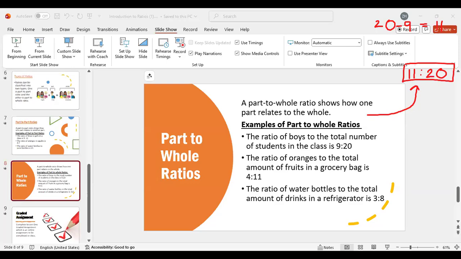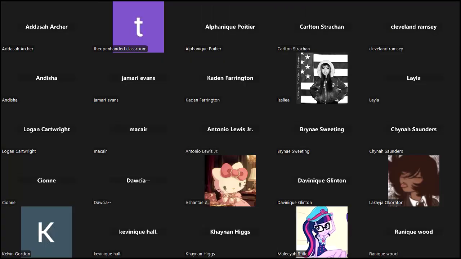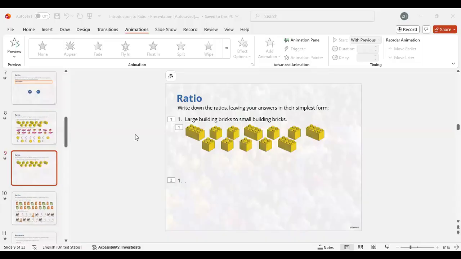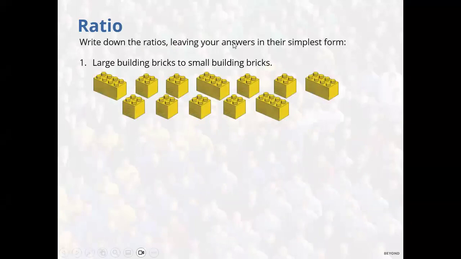Okay, so let's look at this example, and we can move on from this example. I'm going to show you how to simplify them right now. Let me stop sharing and share my screen again so y'all can see it. Okay, good. So here we have this example. The first thing we want to do is write down the ratios and leave our answer in simplest form. So we have to write down the ratio of large building bricks to small building bricks.